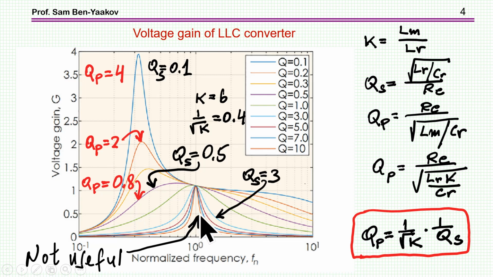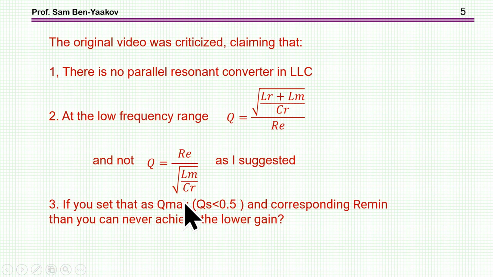I also pointed out that in this region, you cannot work as an LLC because the slope of the gain is not constant, and therefore there is some ambiguity as to whether you have to increase the gain or reduce the gain if you work in this area. So you cannot work in this area as an LLC converter, and therefore if you are using Q sub S, you are limited to 0.5 or maybe 0.2, and this is the region that you like to work in. You cannot work here.